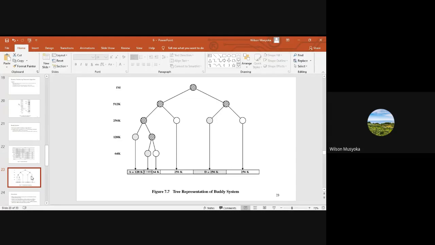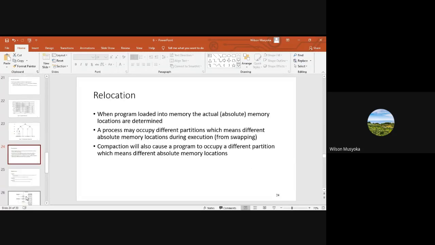So this is the representation of a buddy system. You can look at it later. Then let us look at what we mean by memory relocation.